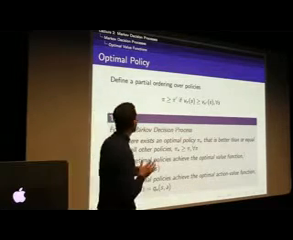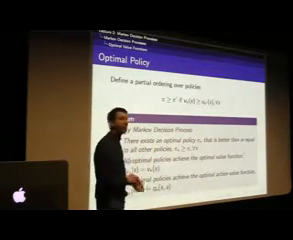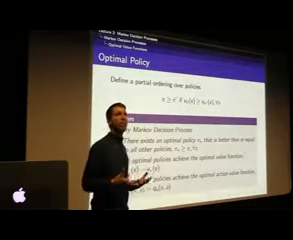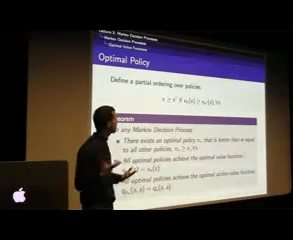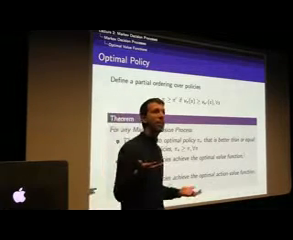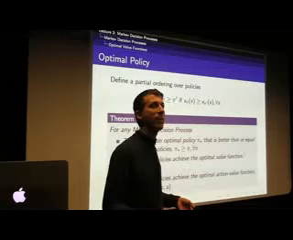Okay, so we've talked about the optimal value function. But what's the thing we really care about? We care about the optimal policy. So we need to understand what that really means. What's the best possible way to behave in an MDP?